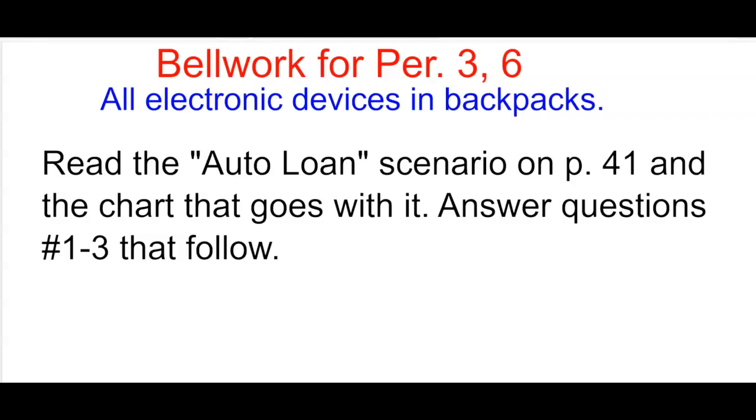If you would turn to page 41, there is a scenario there called auto loan, and there's a chart that goes with it, and I'd like you to answer questions numbers 1 through 3. So you can pause your video here and answer those 3 questions as carefully as you can, and then unpause the video once you are done.